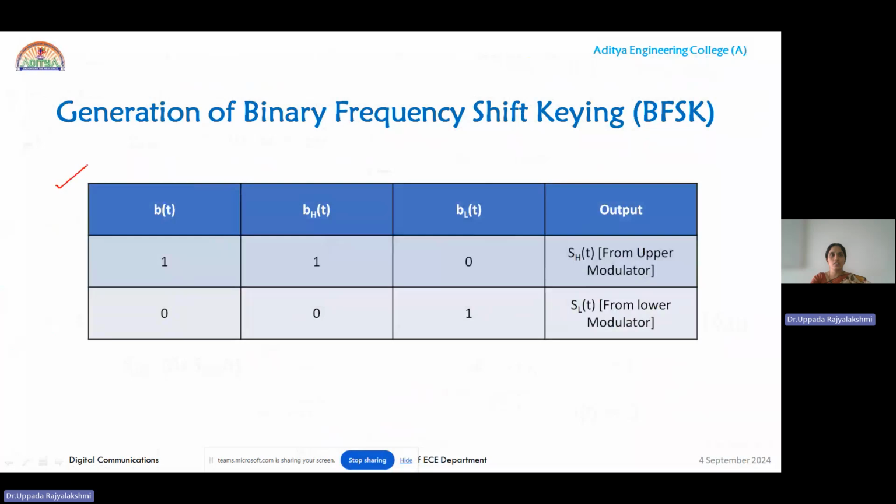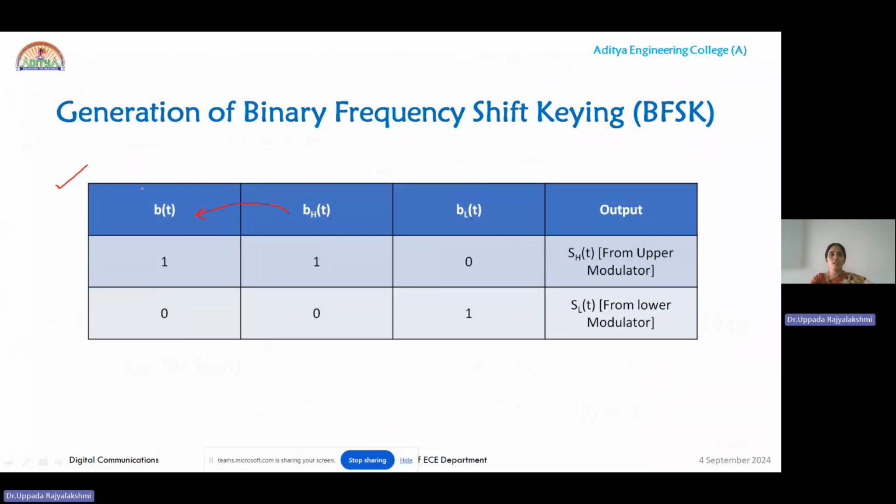So here you can see the working principle. When B of t is 1, we already discussed that B of t is directly equal to BH of t. So directly, when B of t is 1, BH of t will also be 1, and when B of t is 0, BH of t is also 0.